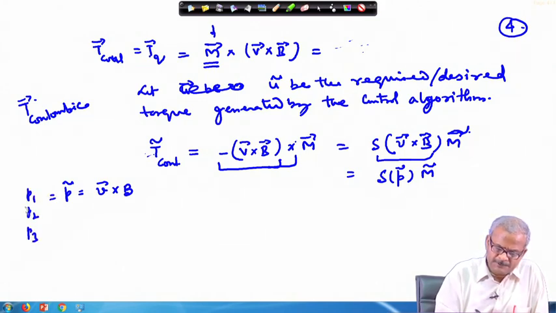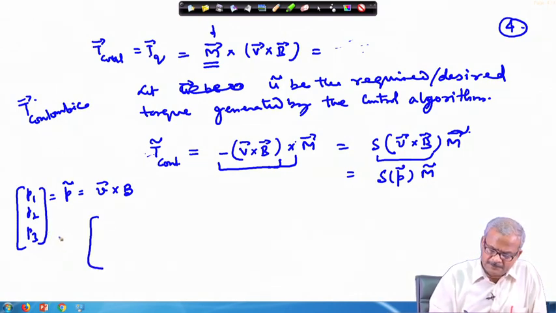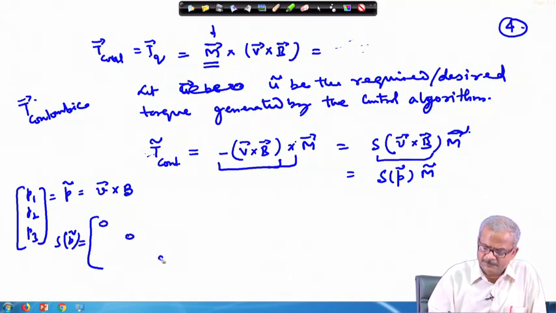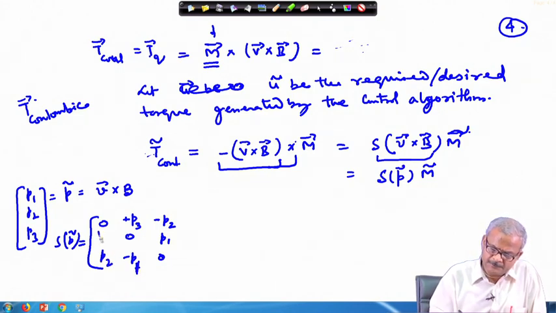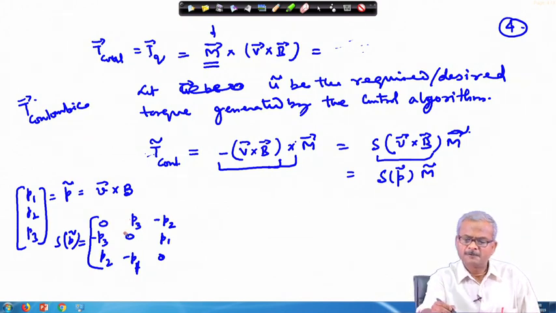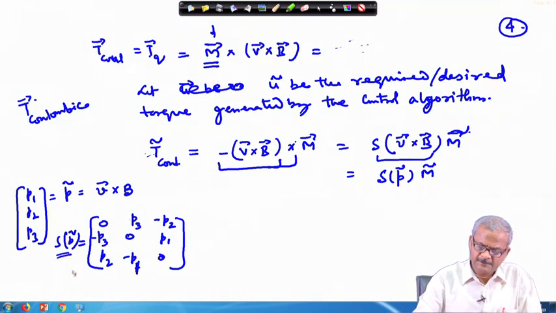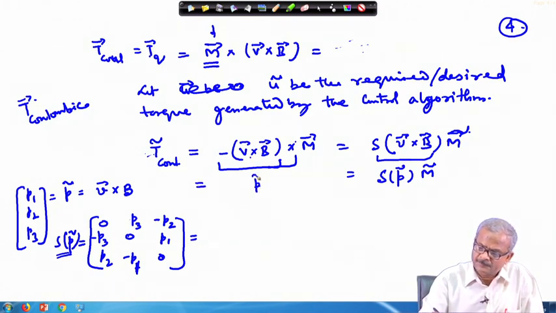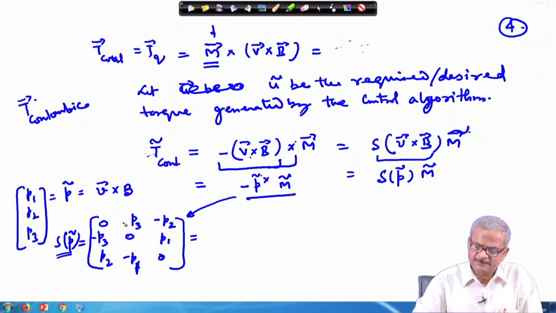p 1, p 2, p 3, and S p tilde then becomes 0, plus p 3, minus p 2, p 1, minus p 1, and then p 2 here, minus p 3. So, remember that this is S of p, which simply implies that we are writing this as minus p tilde cross m tilde. Okay. And for the p tilde cross, we have to change the sign. So, here the minus sign will appear, this will become plus, and so on.